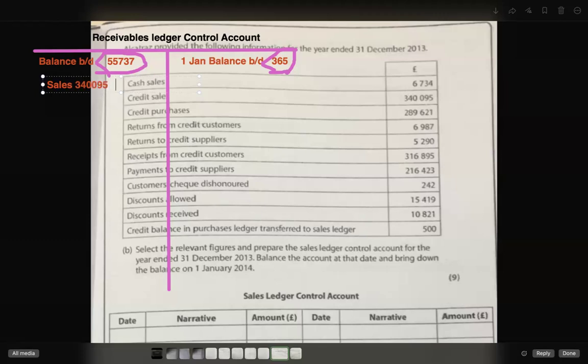340095. Lanika, what is the next item we have to write on the debit side? There is no other item. Next amount on the credit side. What shall we write on the credit side? Sales return. The amount is 6987.